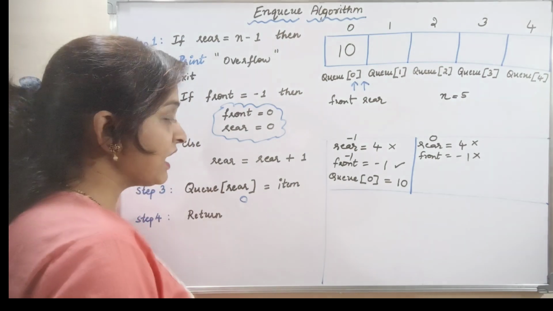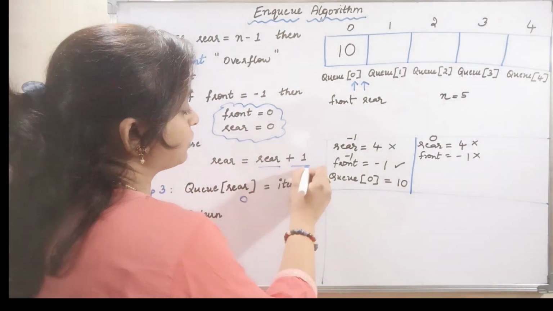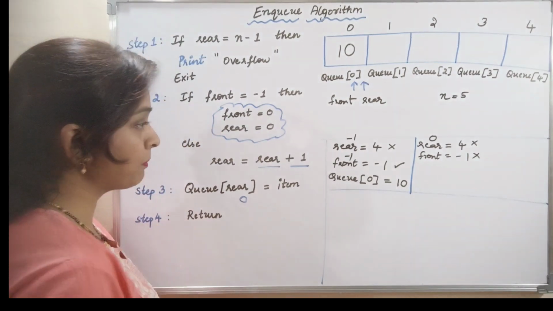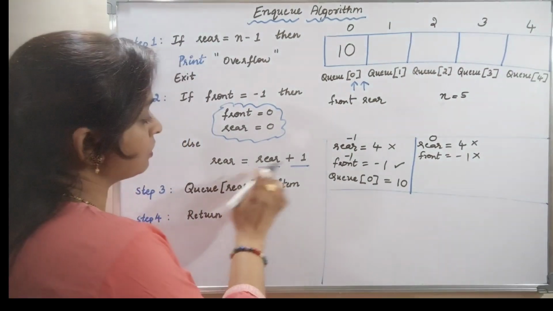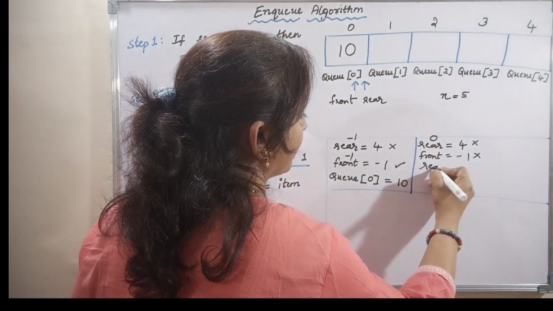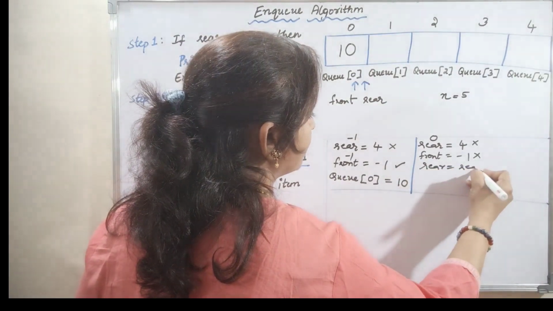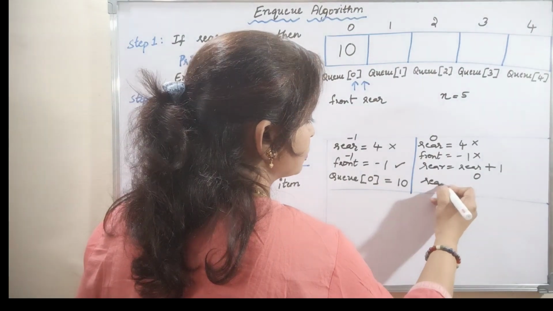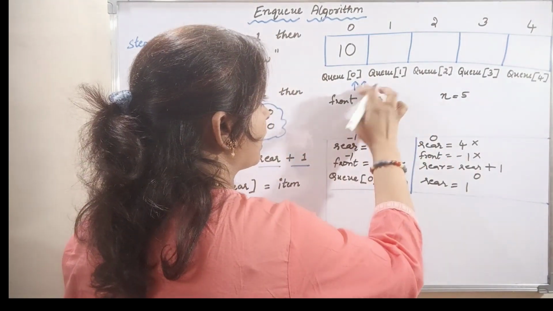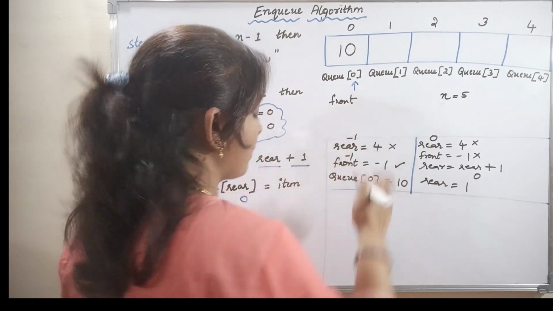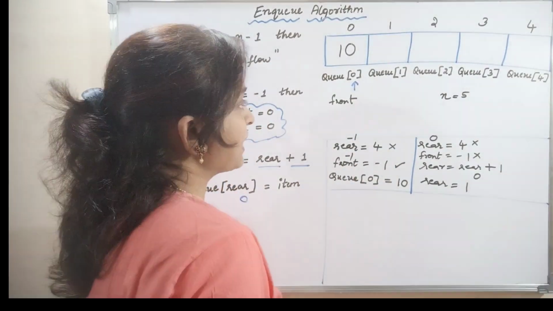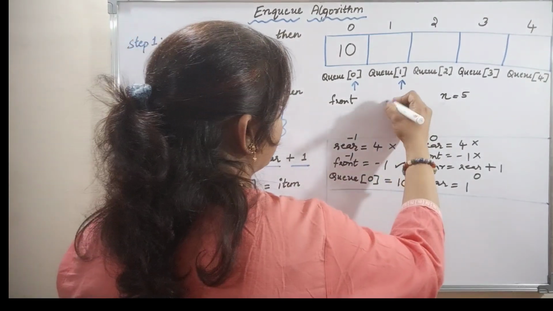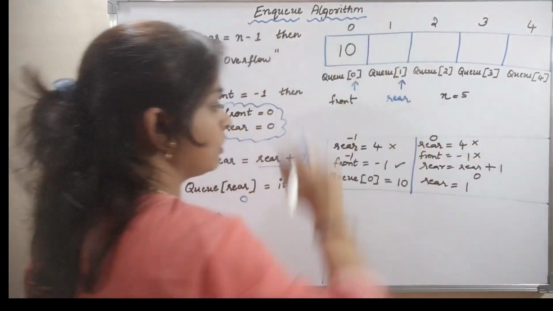I need to increase the rear pointer, since I insert from the rear end. So rear equal to rear plus 1. Rear is 0, and 0 plus 1 is 1. So rear is equal to 1. Now rear points to the next position, that is 1.